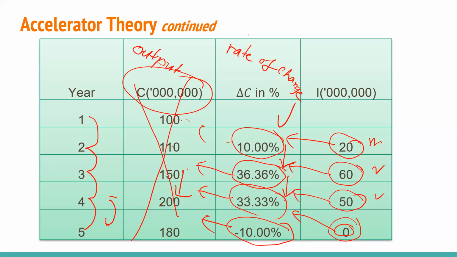And that's what accelerator theory is all about, that actually the investor will track not the output level of the firm, but the rate of change of output for the said firm. So the relevant column, just by way of repeating, is less this, but it's the column that is tracking the rate of change in the economy.